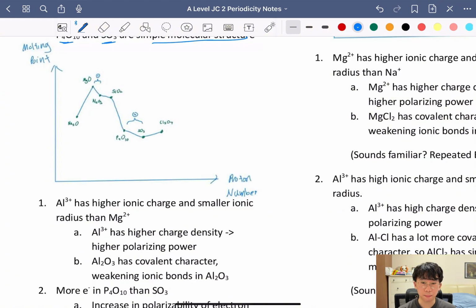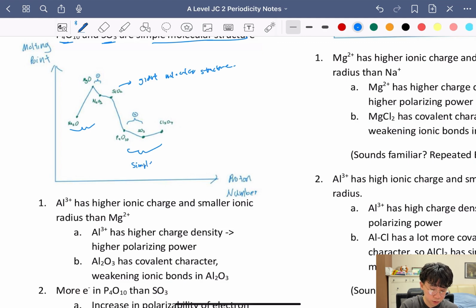So if you look at this melting point pattern over here, you realize that over here are the giant ionic lattices, and it's no surprise that they have very high melting points, along with SiO2 because it's a giant molecular structure. And there's also no surprise that your P4O10, your SO3, and, though it's not really covered well, Cl2O7 have the lowest melting points because they have simple molecular structures.